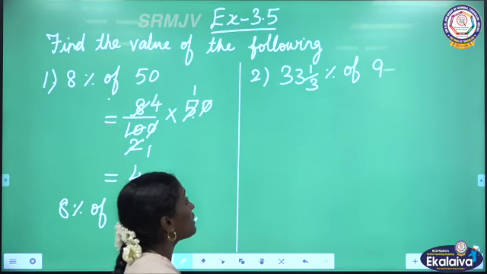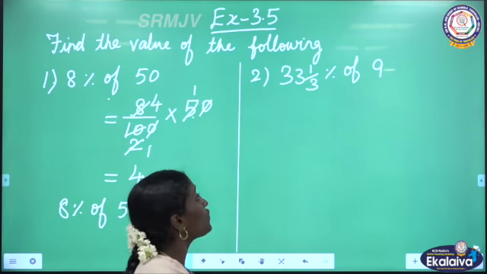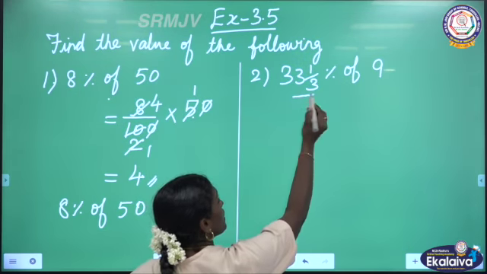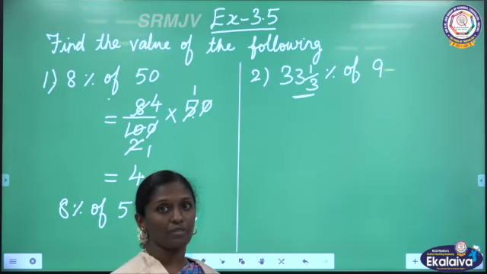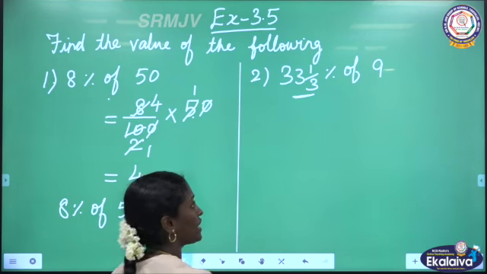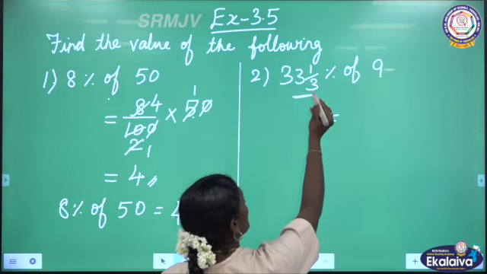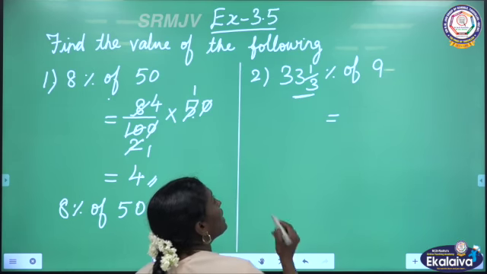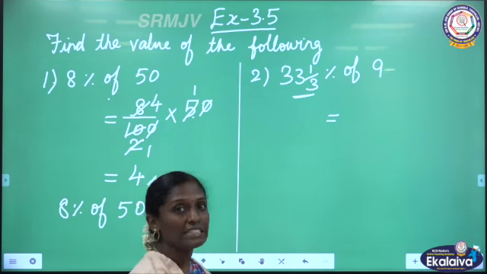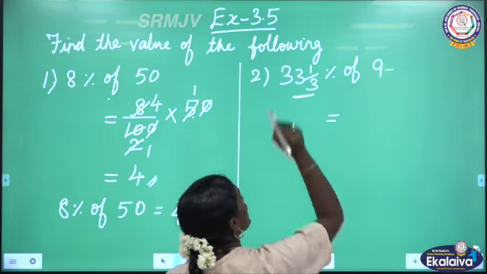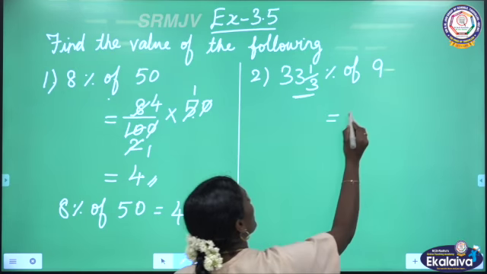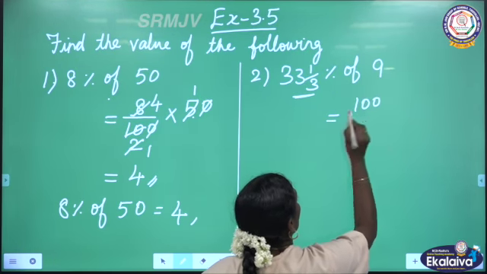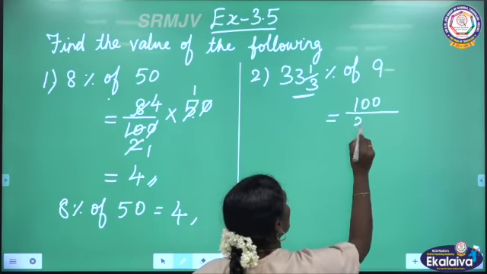Okay, the next one 33 1 by 3 percentage of 9. Here 33 1 by 3 is a mixed fraction, mixed number. We have to convert it into an improper fraction. For that we have to multiply the denominator and the whole number part. 3 into 33, 99. Then we have to add the numerator number 1. 99 plus 1, 100. 100 by the same denominator 3.